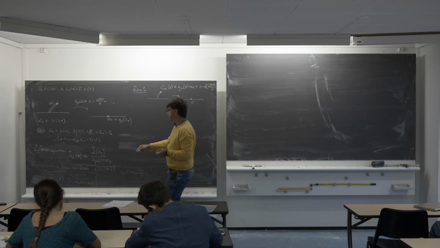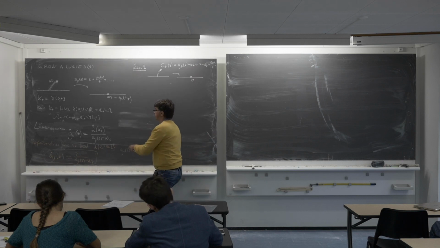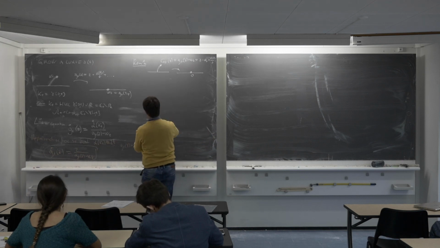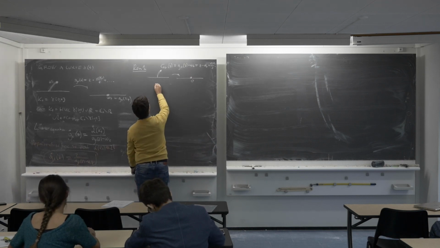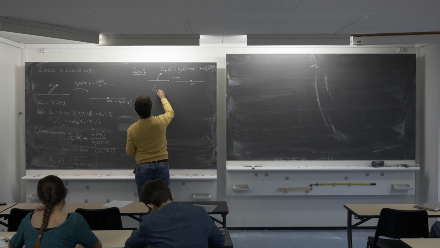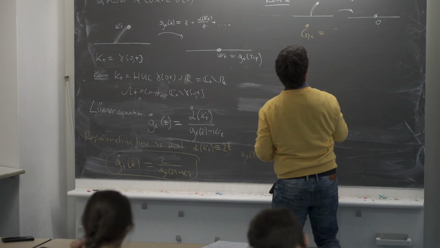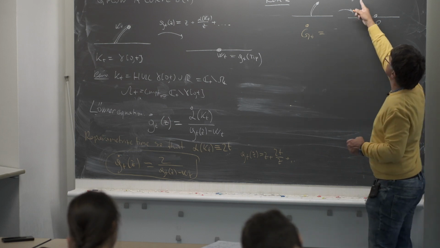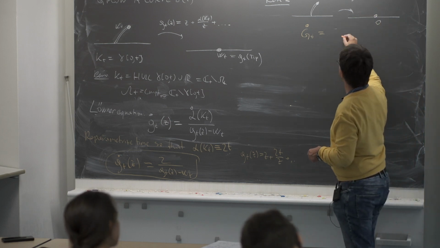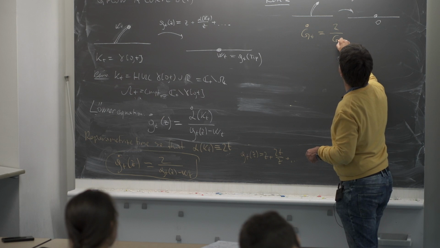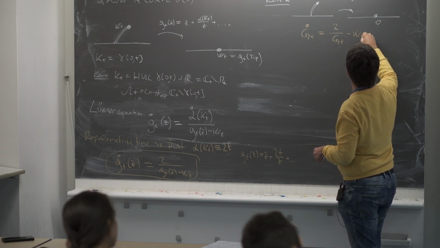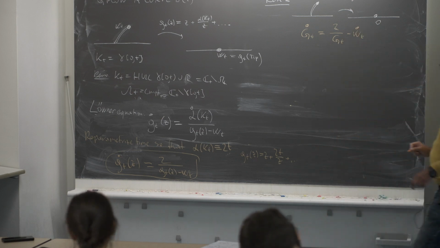And the other nice thing is that if you rewrite this equation, then the equation for the new map will be: the time derivative of G_t is equal to the time derivative of g minus the time derivative of W. So it's 2 over G_t minus the time derivative of W. So it's a slightly easier equation.